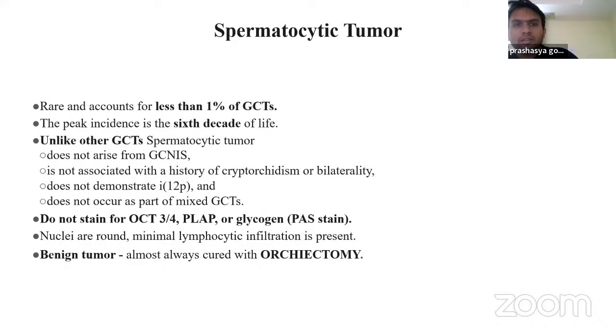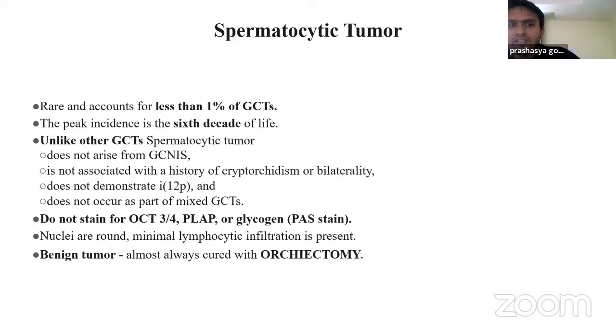Then there is spermatocytic tumor. It was earlier considered to be a subtype of seminomatous tumor, but now it has been classified separately. The peak incidence occurs in the 6th decade of life. It is different from other germ cell tumors in the sense that it does not arise from GCNIS. It is not associated with cryptorchidism, and it does not occur bilaterally.